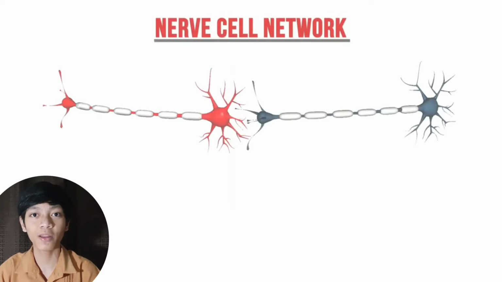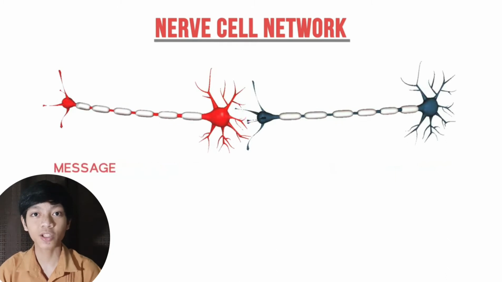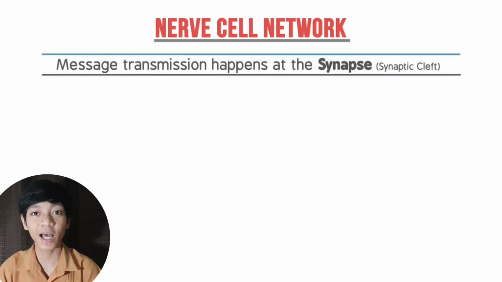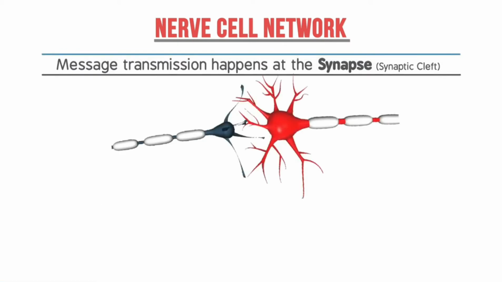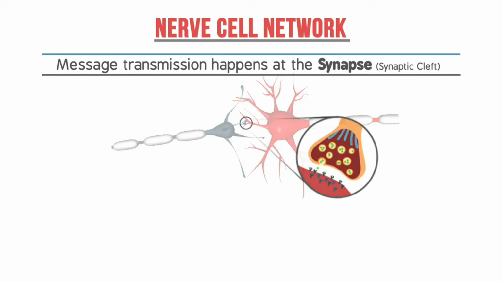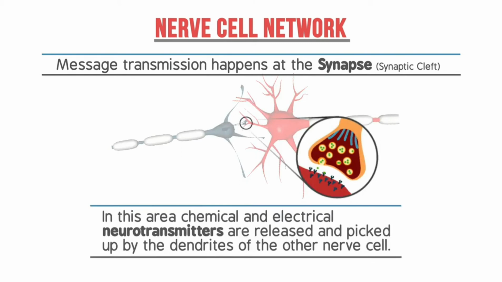Now that we've covered the structure of neurons, let's talk about how neurons come together to form a nerve cell network. Remember, neurons are supposed to send messages to each other, but how exactly does this happen? Message transmission happens at the synapse or synaptic cleft, which is the junction between one neuron's axon terminals and another neuron's dendrites. This is the special area where chemical and electrical neurotransmitters are released and picked up by the dendrites of the nerve cell.